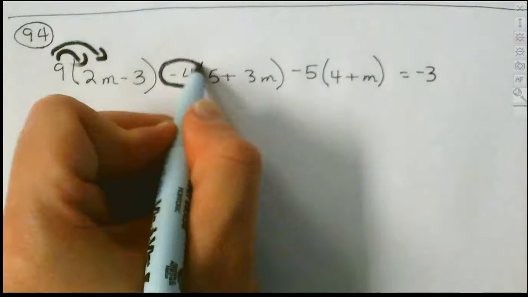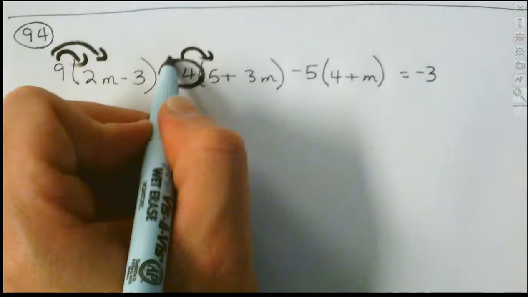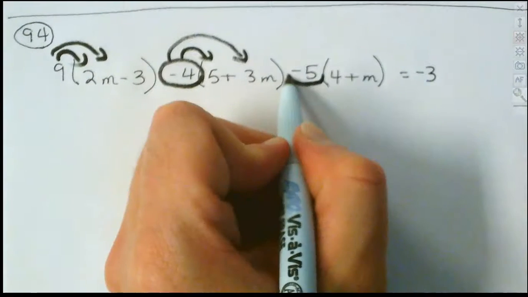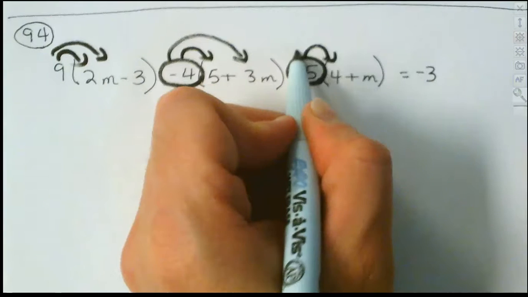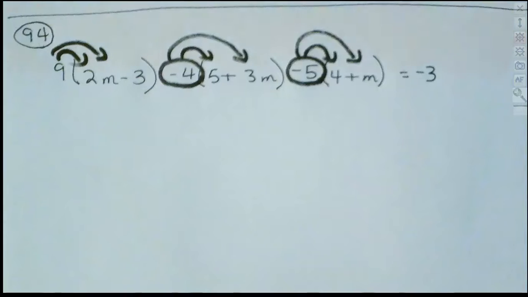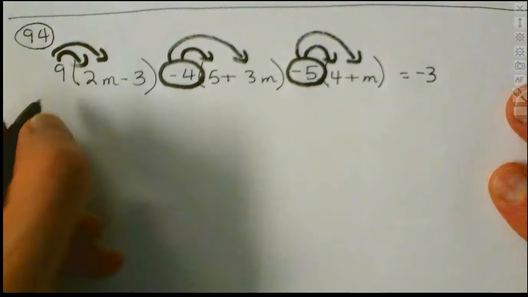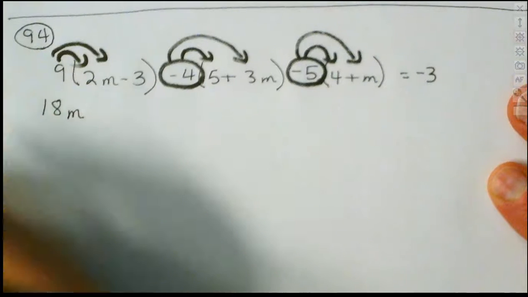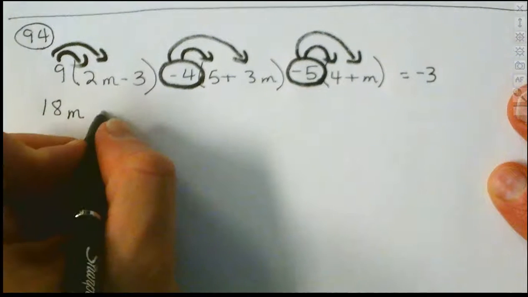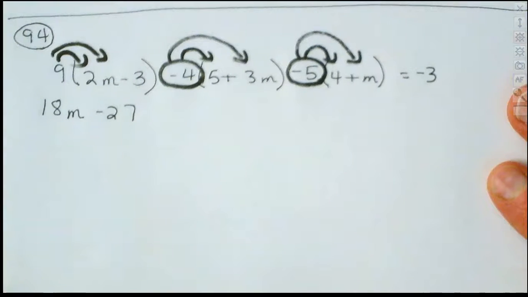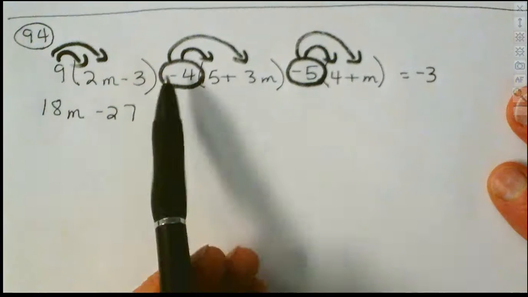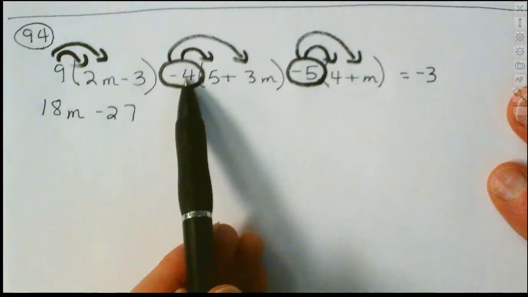And whenever we have a negative, I always like to circle it. So we understand that's a negative 4 that goes through. And the next one's a negative 5 that goes through. Let me take a moment to make sure I copied it down correctly. Everything looks right there. It's just easy to make a mistake. Okay, so we've got our arrows drawn. Now we begin multiplying. So 9 times 2 is 18m. 9 times a negative 3, that's a minus 27. Take your time and be careful with the signs.